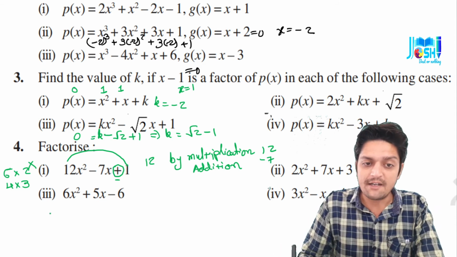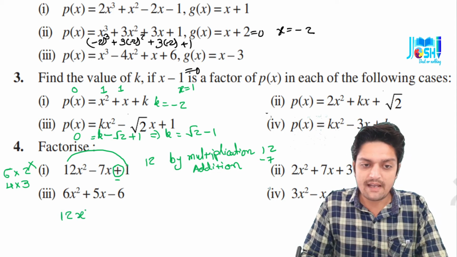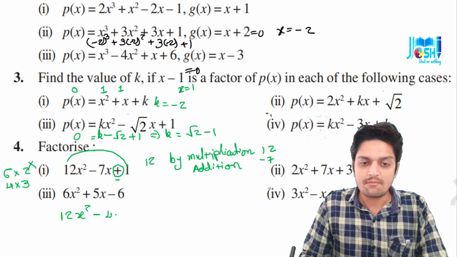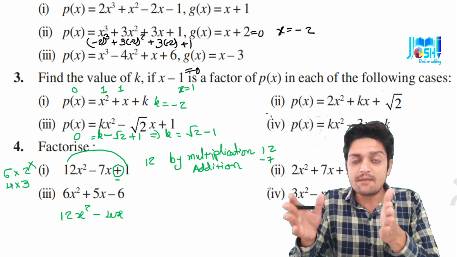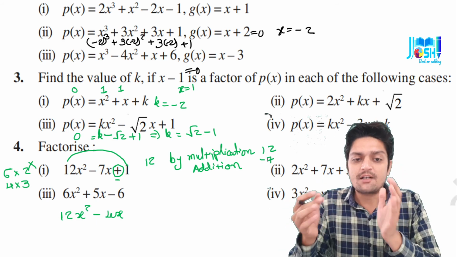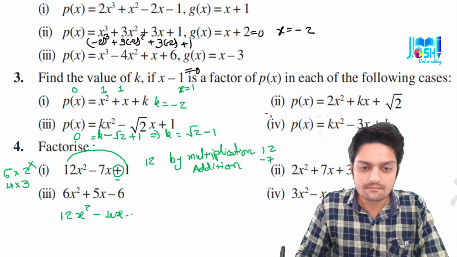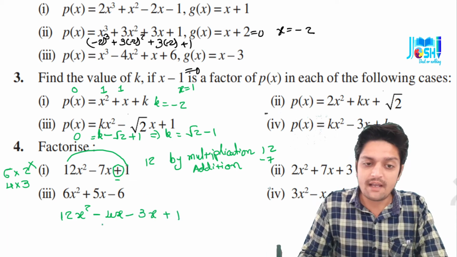So what I will write, first term you have to write as it is, so I will write here as it is, 12x square. Now the middle term we just have to split. So that it's called the splitting method also. The factorization method is actually the splitting method only. So minus 4x minus 3x, and the last term also you have to put as it is.